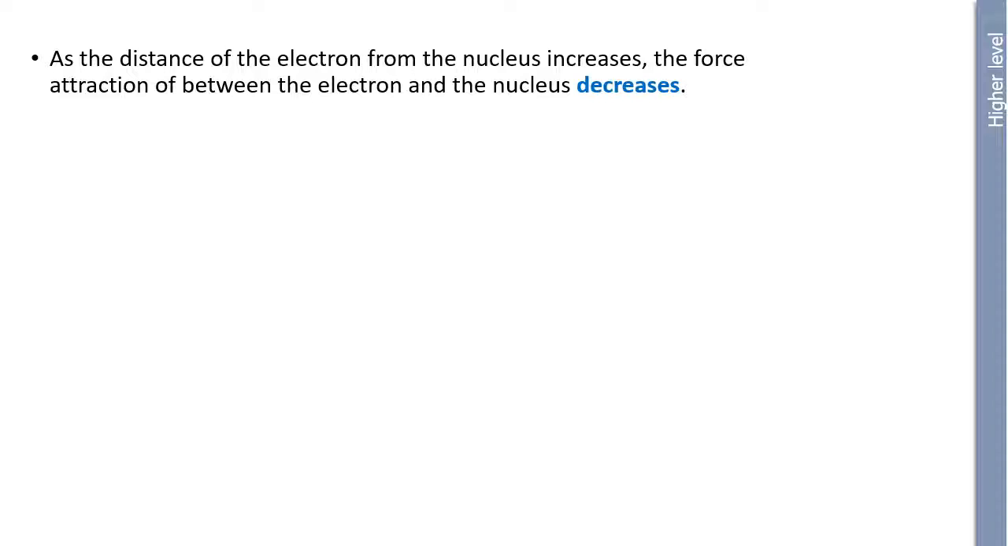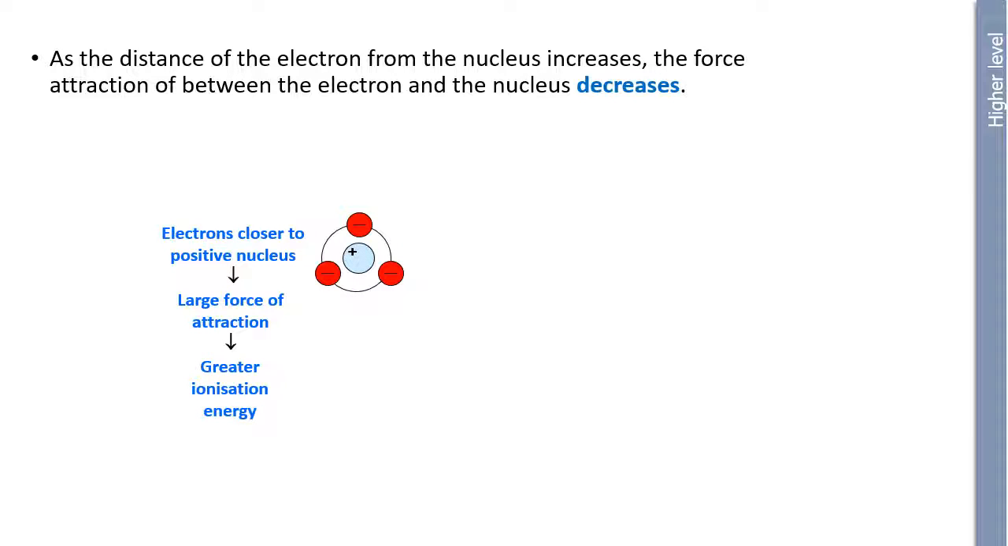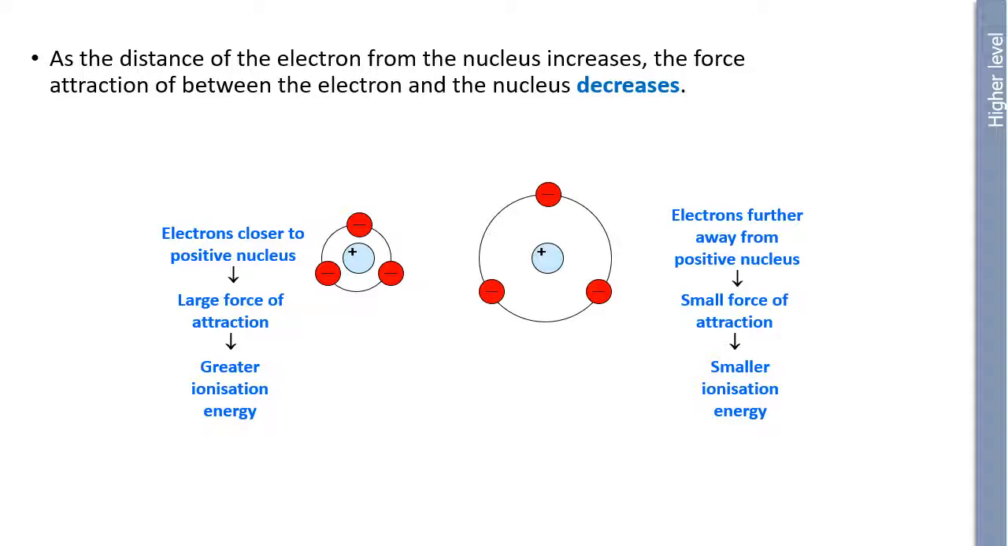So the second factor in terms of ionization energy is going to be the distance of the electron from the positive nucleus. As the distance of the electron from the nucleus increases, the force of attraction between the electron and the positive nucleus will decrease. So the further away the electron is, the less it feels the force of attraction from the positive nucleus than if it was closer. Electrons closer to the positive nucleus will have a larger force of attraction, therefore a greater ionization energy, and those that are further away will have a smaller force of attraction and therefore a smaller ionization energy.